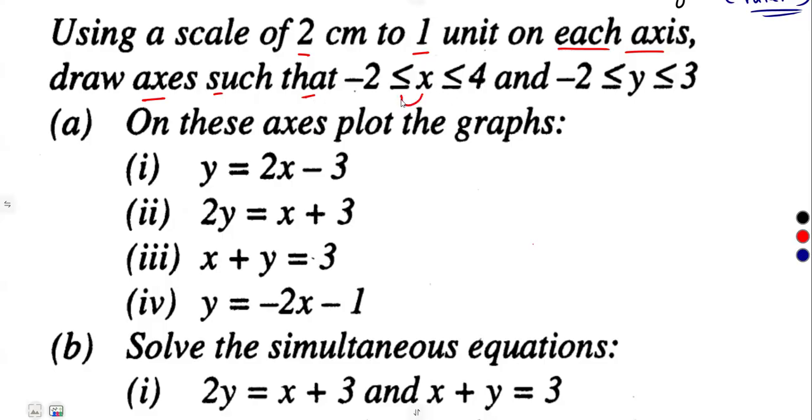x is greater than or equal to -2 and less than or equal to what? Less than or equal to 4. So that x is taken within these values, within -2 to +4, and the y values from -2 to what? To 3. So let us apply the scale first. 2 centimeters. Each 2 centimeters represents what? 1 unit. So from our graph here, this is what we have. So for every 2 centimeters, we are going to represent 1 unit.